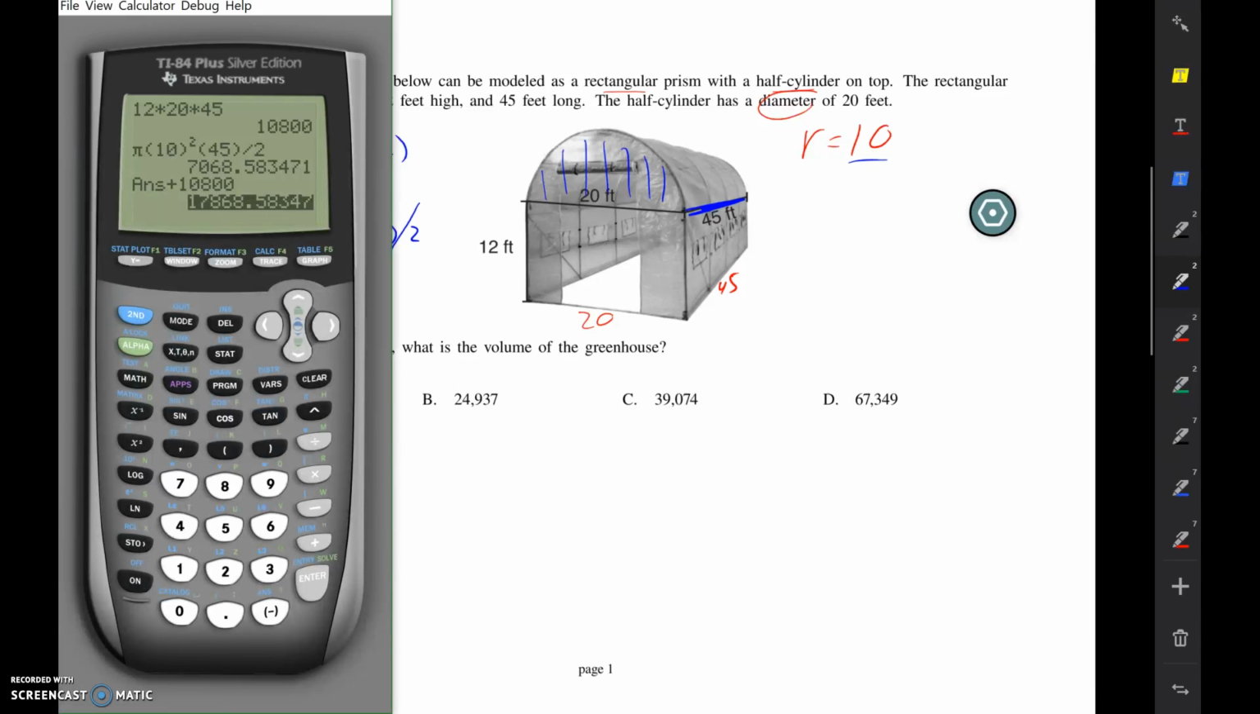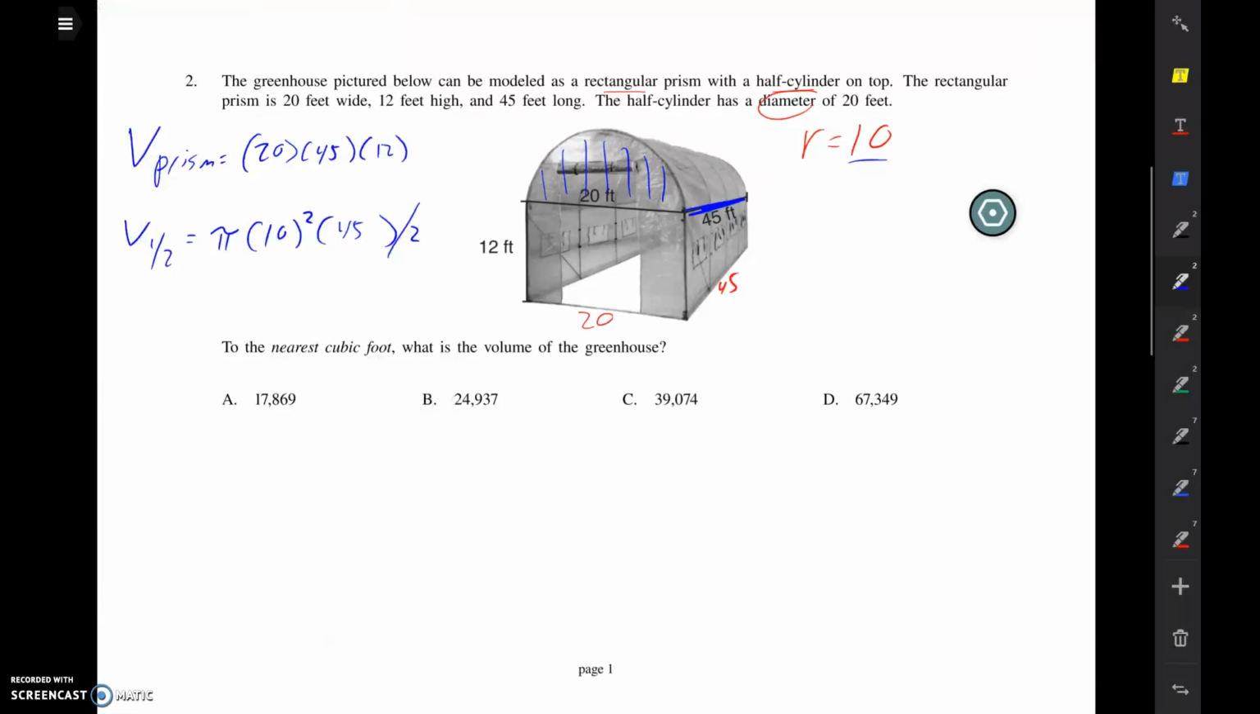Our calculator will do all this work for us, and I already have it pre-typed in here. If we do the length times width times height, we get 10,800. Pi r squared h divided by 2 gets you the volume of the half cylinder, and the two volumes added together is the volume of the entire shape, 17,868.